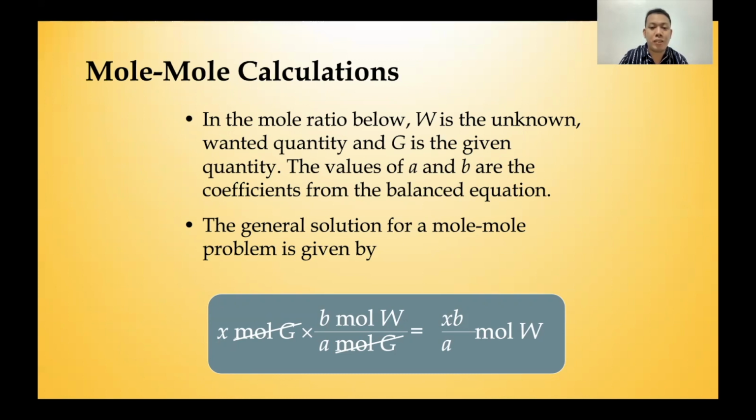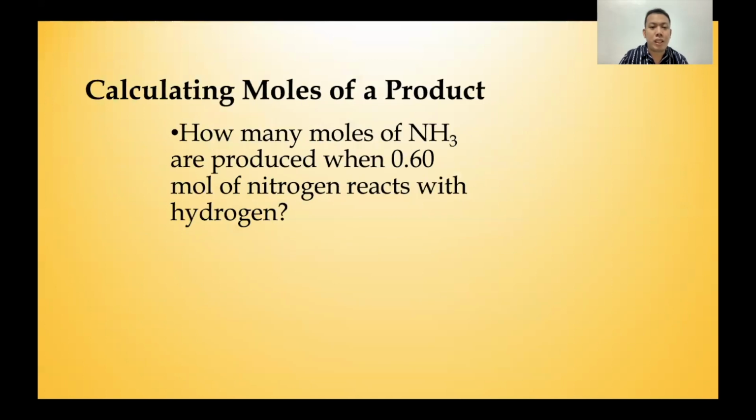G is the given, W is the 110. Okay, so let us now proceed here. So, calculating moles of a product. How many moles of ammonia are produced when 0.60 mole of nitrogen reacts with hydrogen?